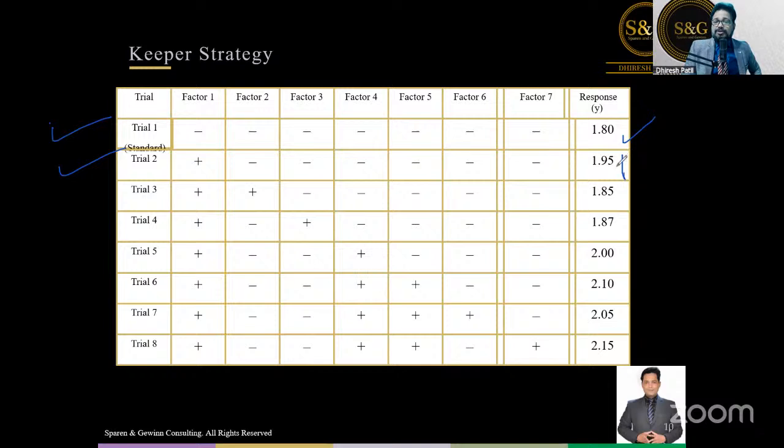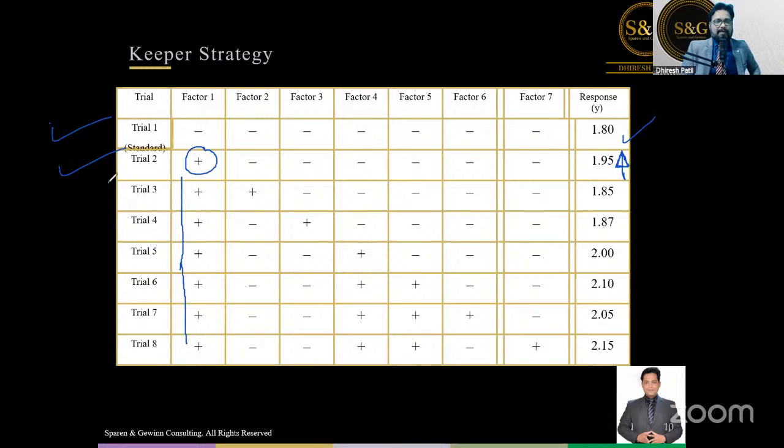Now you can see the response has improved. I'm just giving you an example. When there is a response improvement, we will keep that change as it is. Can you see here? Factor number one was first negative, which was minus. Then in the second trial, we just change it to plus. Okay. And it has brought almost 0.15 improvement in the response. And for that, what we'll do is we will keep it. That means once I increase factor one, there is a positive impact on response. And that's why I will keep factor one as positive throughout my experiment. Are you clear? Just type yes in the chat box.